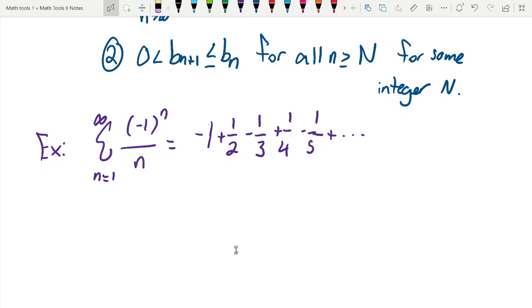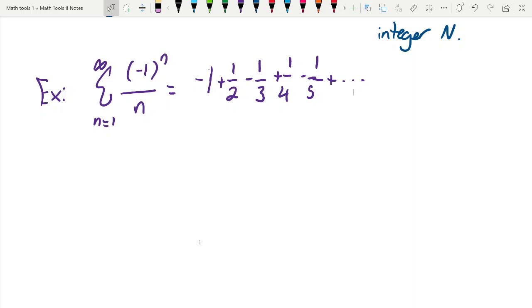So does this change anything, right? We know the harmonic series doesn't converge, but if we alternate the terms like this, will it now converge? And the answer, according to the alternating series test, is yes, right?